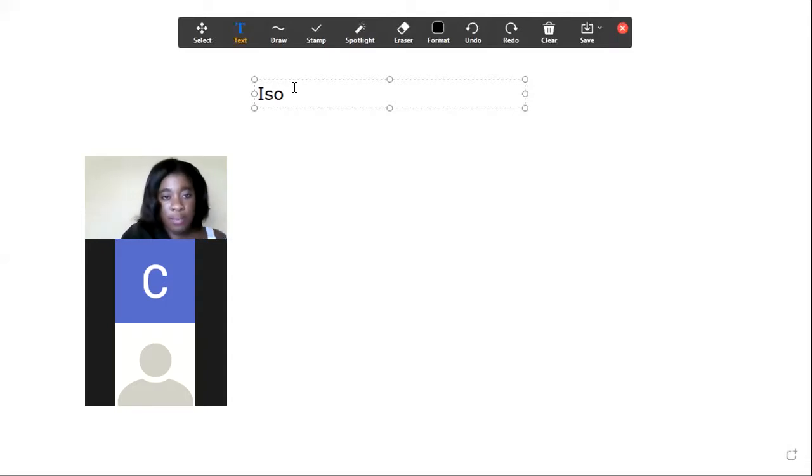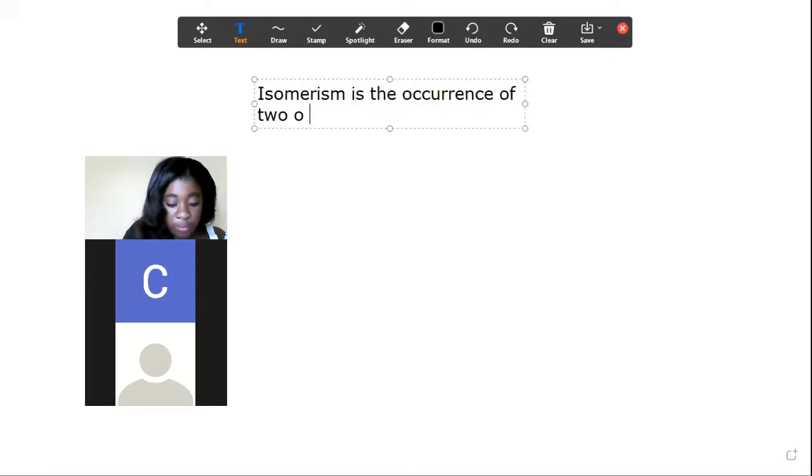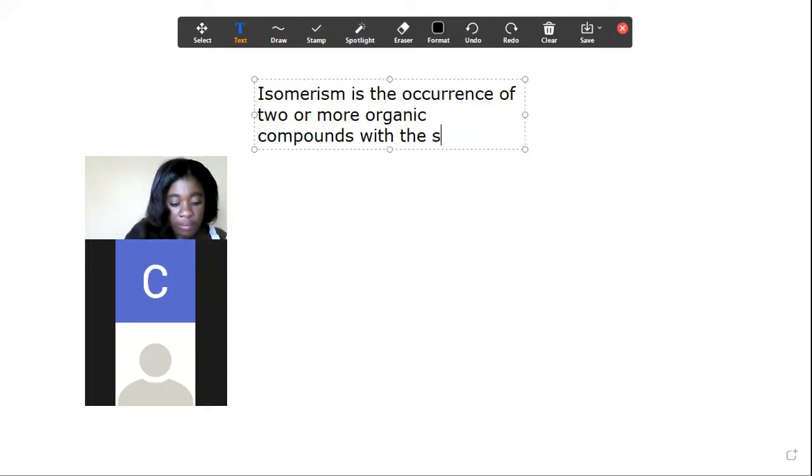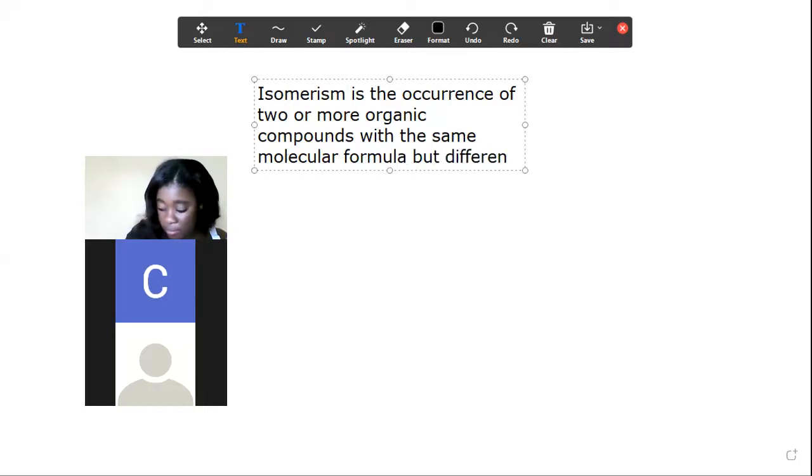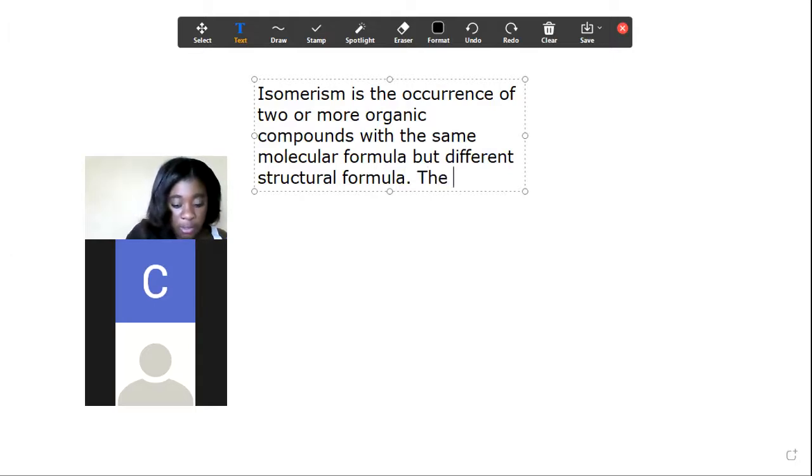So isomerism is the occurrence of 2 or more organic compounds with the same molecular formula, different structural formula. So the compounds are called isomers.